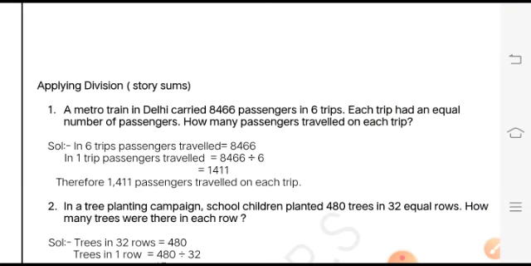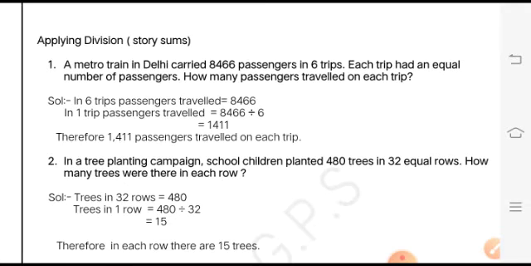Next we have applying division sums. We have been given the word problems, and here we have done a few of them. Only these need to be written on the fair notebook. And the first one goes like this. A metro train in Delhi carries 8,466 passengers in 6 trips. Each trip had an equal number of passengers. How many passengers traveled on each trip?